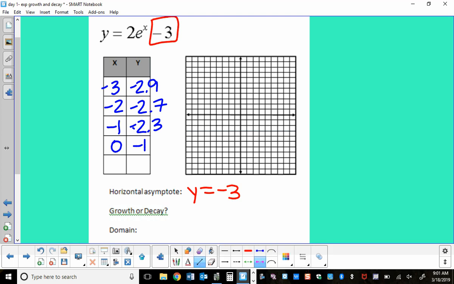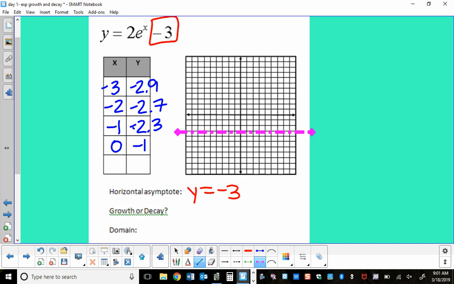Draw my asymptote at -3. Gotta be some big piece of equipment out there. This thing is so close to this.